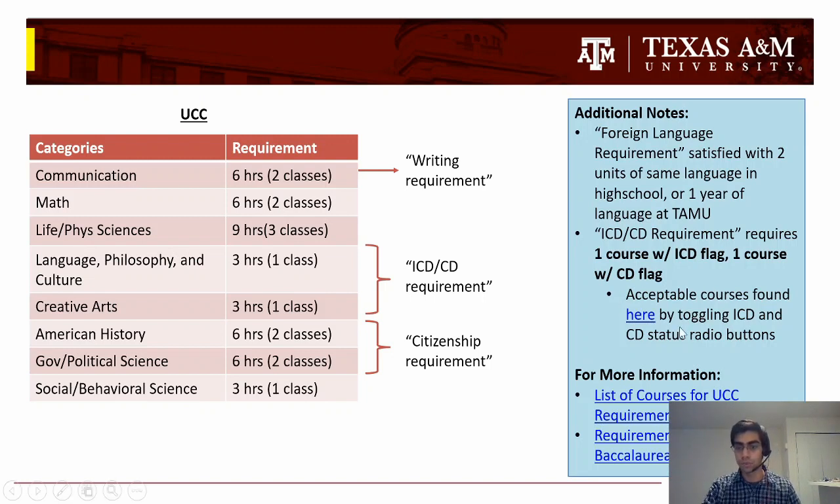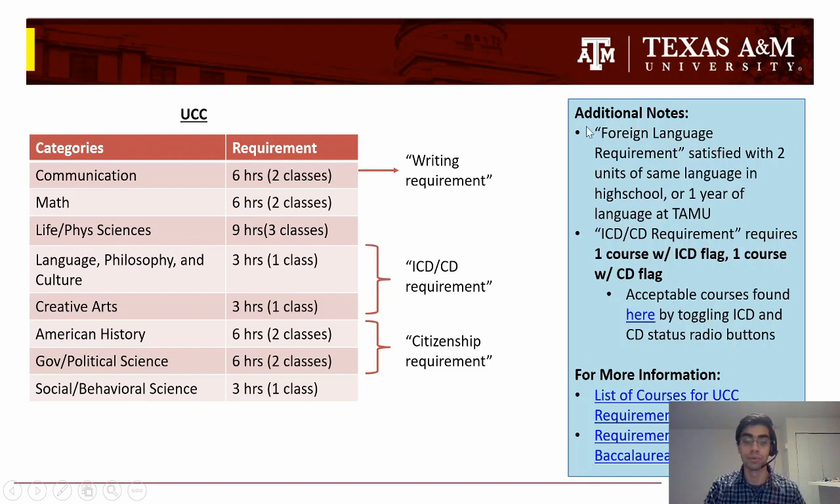And I've tried to link a couple of resources here for you guys to look at as well. This link specifically will help you find courses that have ICD and CD flags, as well as help you find other UCC courses. This is a more centralized repository for UCC courses that will count towards different categories. And finally, this link will help address these requirements a little bit more.